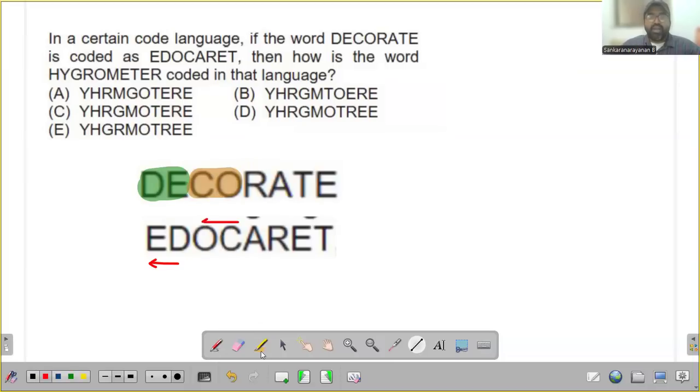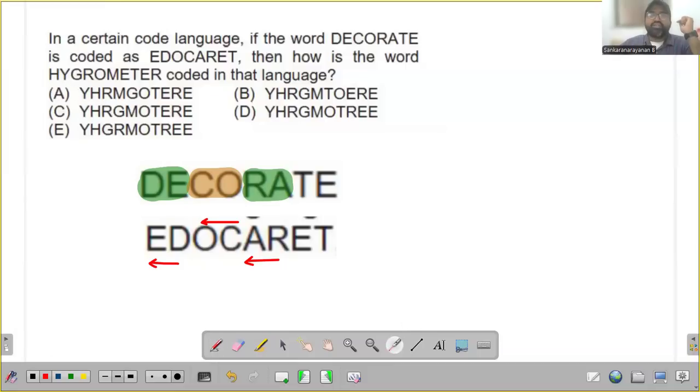Got it? And then the third one, RA, is becoming coded as AR. Swap the position. And finally, we have TE, which is getting coded as ET. So the two letters are grouped together first, and then their positions are swapped. Okay, so that is the logic.